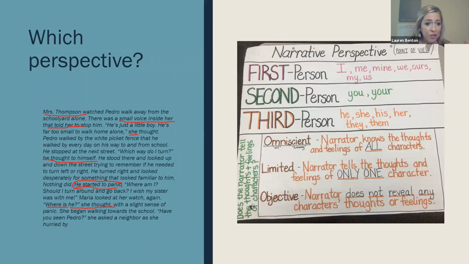And then the other third character that we were able to determine their thoughts and feelings in this story was Maria. It says, where is he? She thought. And because we see three characters and the thoughts and feelings of those three characters, we can tell that the narrator is using the third person omniscient point of view.